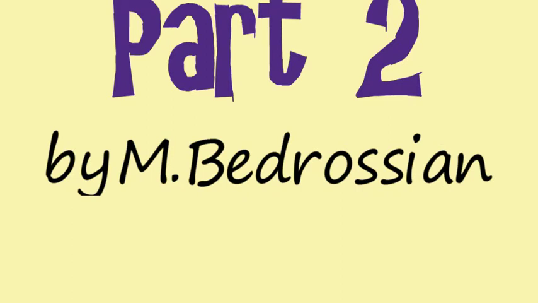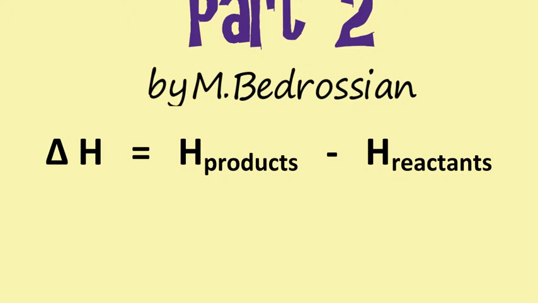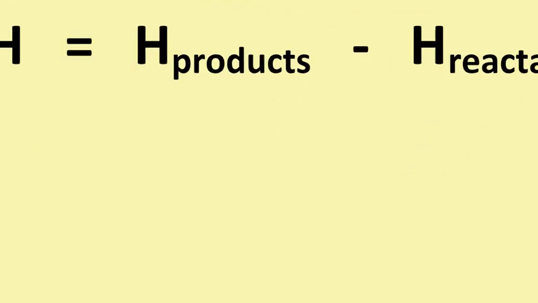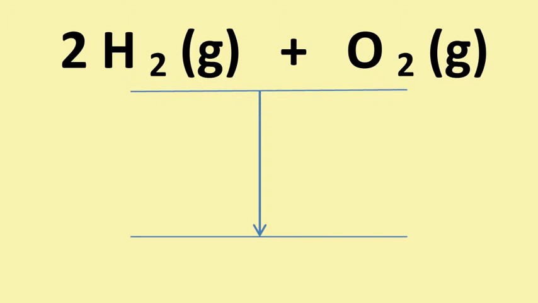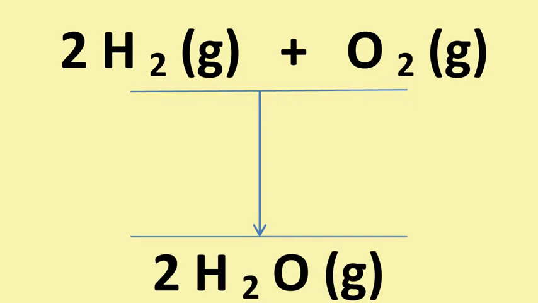We're going to be looking at enthalpy right now, which is delta H equals H products minus H reactants. This is the energy or the heat of the reaction that we're looking at. So let's take a look at the combustion of hydrogen gas. And we have a little diagram: 2H2 gas plus O2 gas yields 2H2O gas, and the energy level of the products on the little enthalpy diagram is less than the reactants.